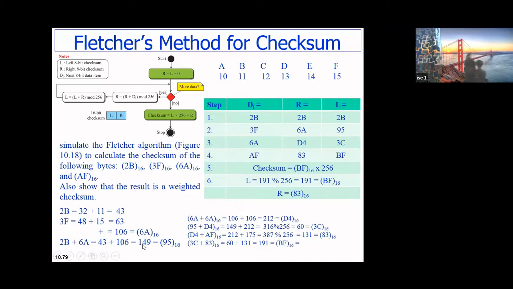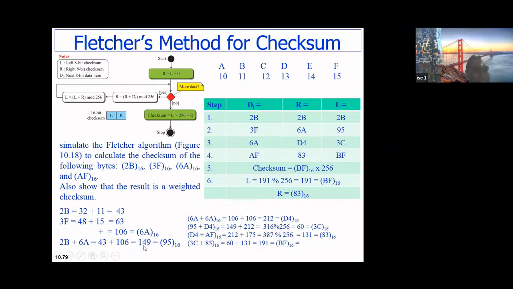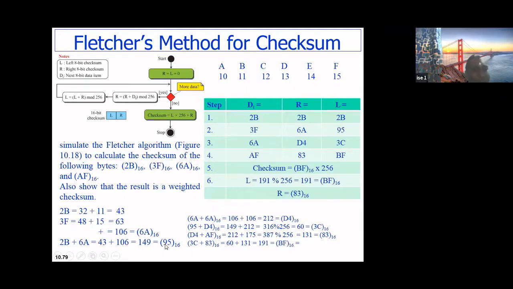Now 149 mod 256 is again 149 because 149 is less than 256. So how will I convert this 149 into hex? How many times will 16 go into it? Nine times. 9 times means 144. What is the remainder? 5. So 16 nines are 144 plus 5. This is 149. So I get 95 here.